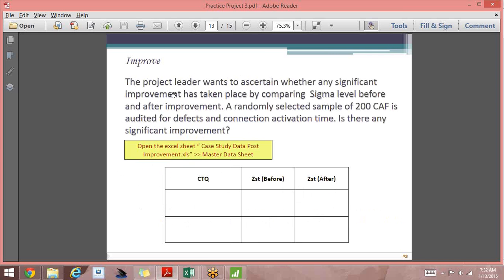All right. So suppose you have done some mistake proofing and some improvement has happened. What is that improvement? The project leader wants to ascertain whether any significant improvement has taken place by comparing sigma level before and after improvement. A randomly selected sample of 200 customer application forms is audited for defects and connection activation time. Is there any significant improvement or not? So what are the two CTQs that we have selected initially? One is activation time, another is percentage defects. We have calculated the ZST before using Sigma Excel.